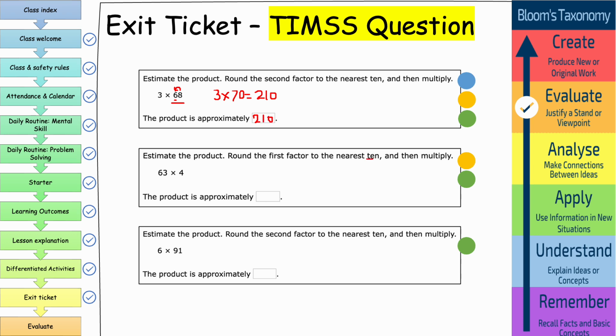So this is how we can solve one question from the exit ticket. You will do the other by yourself. Good luck.